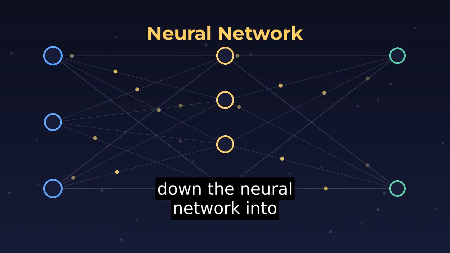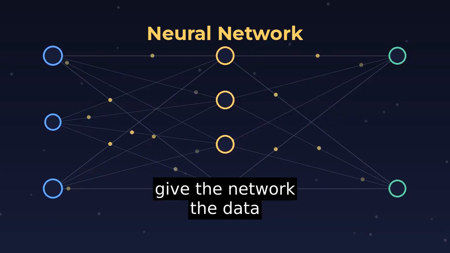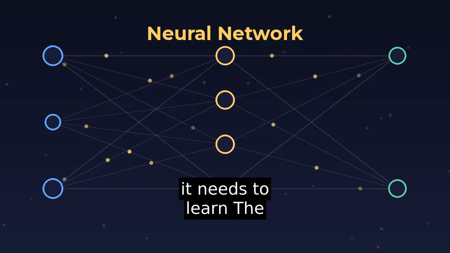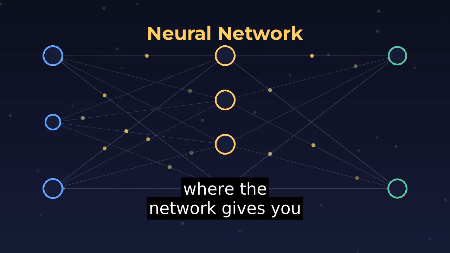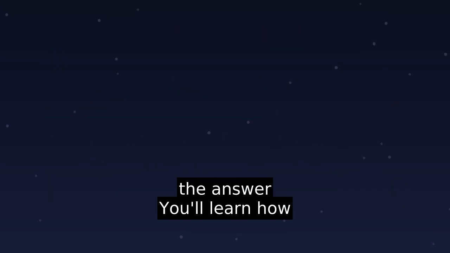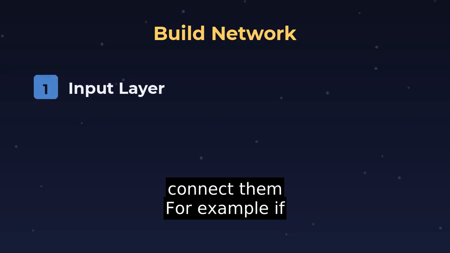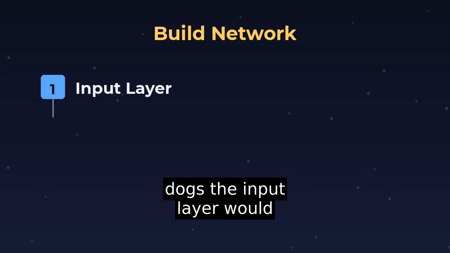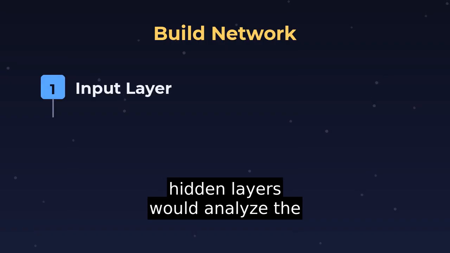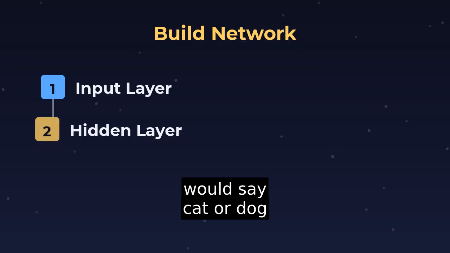Let's break down the neural network into its three main parts. The input layer is where you give the network the data it needs to learn. The hidden layers are where the network does the complex calculations. And the output layer is where the network gives you the answer. You'll learn how to create these layers and connect them. For example, if you're building a network to recognize pictures of cats and dogs, the input layer would take in the picture, the hidden layers would analyze the picture, and the output layer would say cat or dog.